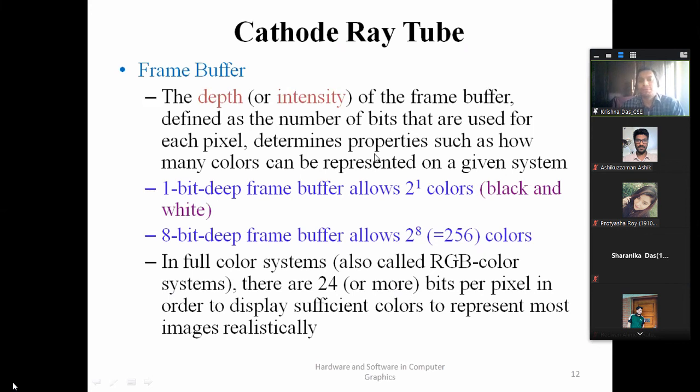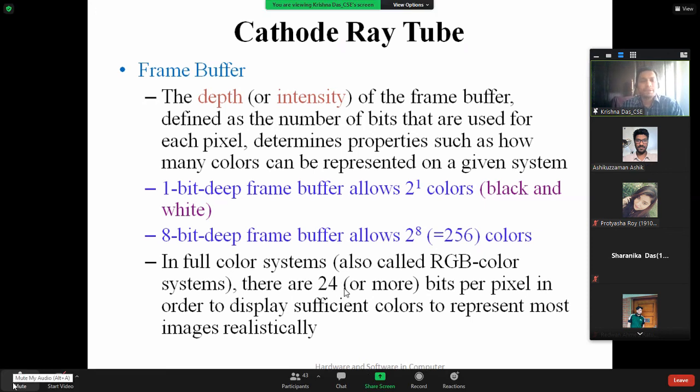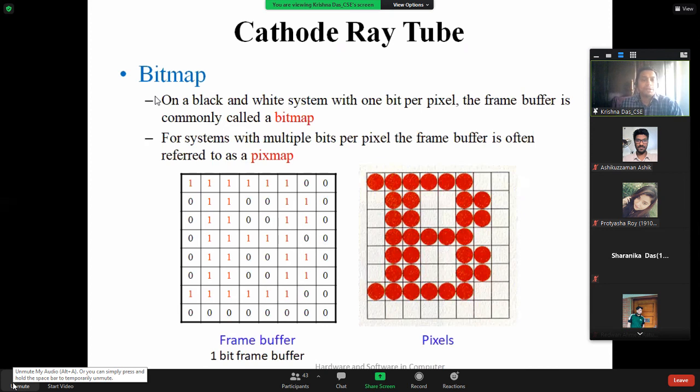Like my computer is actually having 32-bit. Most computers you will find now, with an updated operating system, have 32-bit color depth. But after 24-bit, I cannot see different colors. I can see maybe a similar color. But those 8 extra bits have been used for system allocation. Right? Got it, sir. Okay, now bitmap, pixmap.